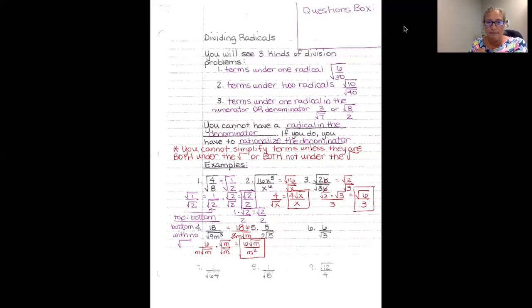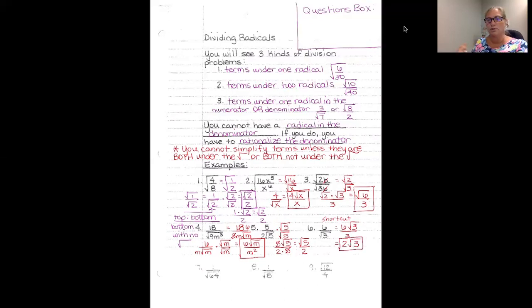Problem number 5, I have a radical in the denominator, so I'm going to multiply by that radical. Remember, it's a factor of 1, so it's a radical on top, radical on the bottom, and I get 5 square root 5 over 2 times 5, which is the square root of 5 over 2. Those 5s cancel because you are multiplying. 6 is a good shortcut problem. Top times the bottom over the bottom with no radical, and reduce to get 2 square roots of 3.